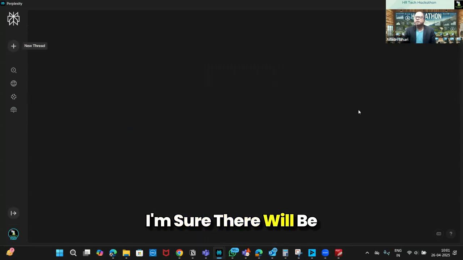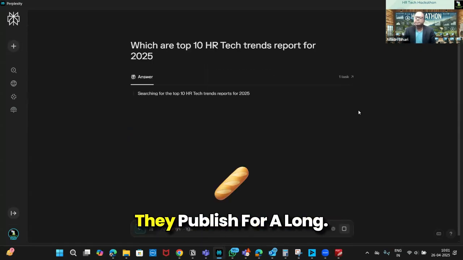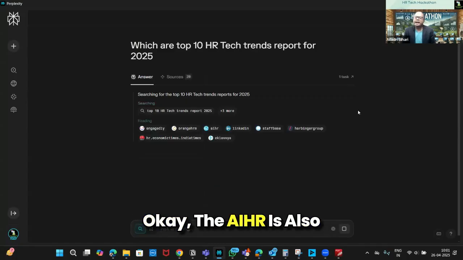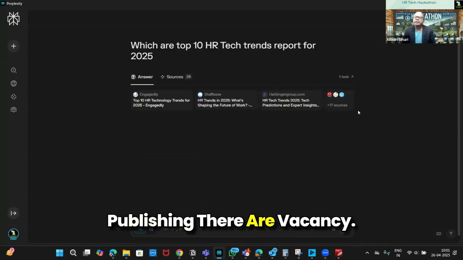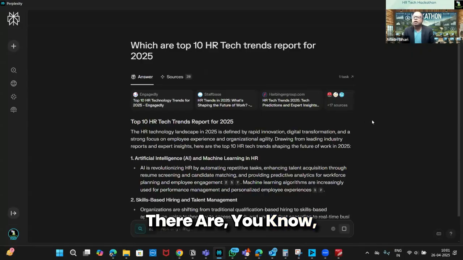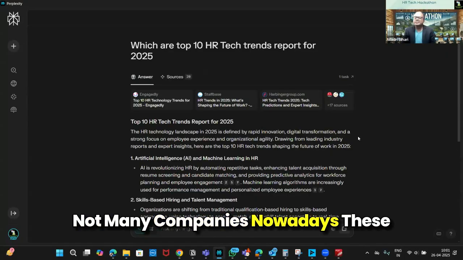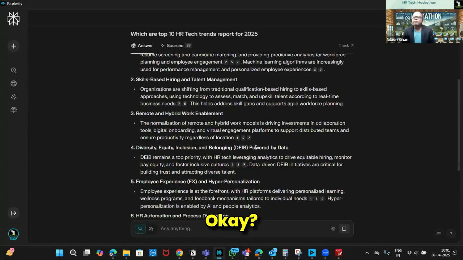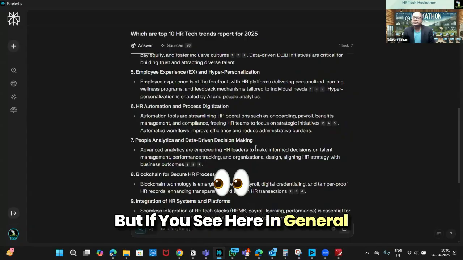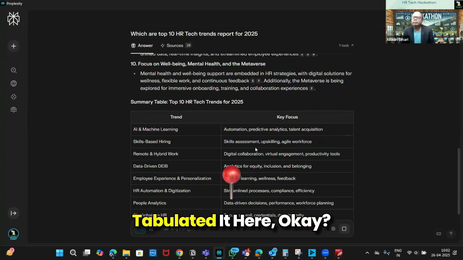I'm sure there will be a Deloitte report because they have been publishing for a long time. The AIHR is also publishing. There are McKinsey, and companies like Gartner. Not many companies nowadays are actually publishing it. But if you see here, in general, they have tabulated it here.